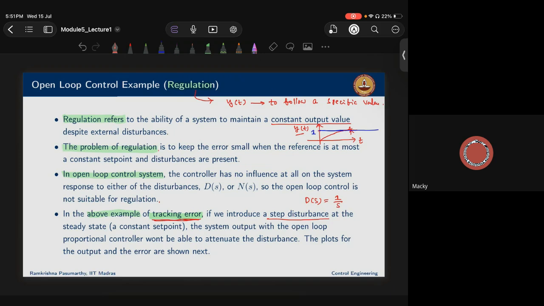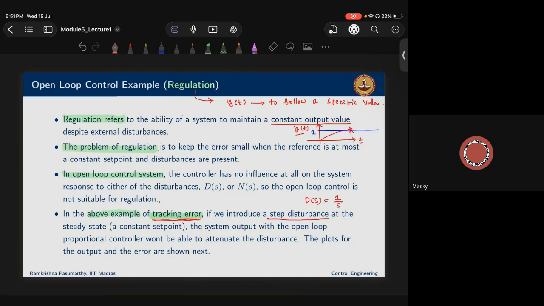So the difference between tracking and regulation. Basically tracking is to track the reference r of t, which is a time varying function, whereas in regulation, r of t would be a constant value. Clear? Any queries? You can ask me.